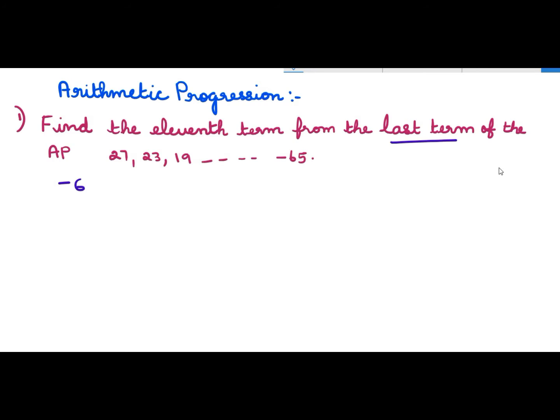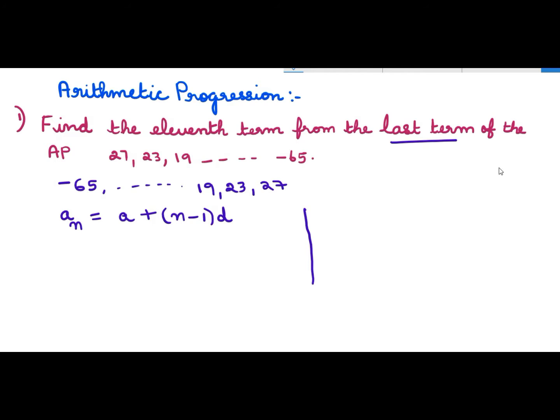So the last term will become the first term, minus 65, etc., 19, 23, 27. We have to find the 11th term from the last term. That's why I have written in the reverse order. Now we know that the general formula to find out the nth term of AP, that is an, is equal to a plus (n minus 1) into d, where a is the first term, d is the common difference, n is the number of terms, and an is the nth term.